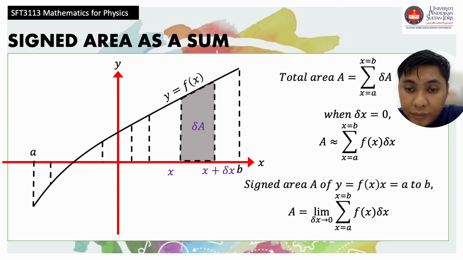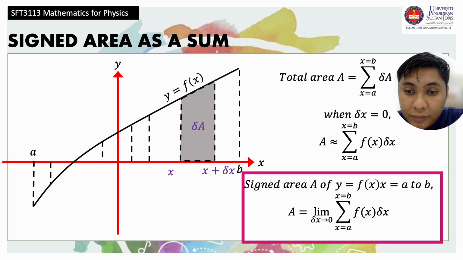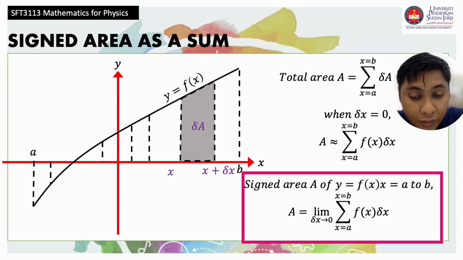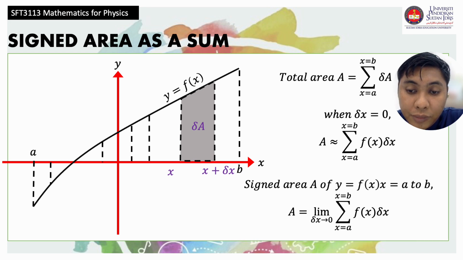So we can conclude that this is the signed area, the total area of A. How we find it is the limit: the limit as dx approaches 0 of the summation from a to b of f(x) times dx.